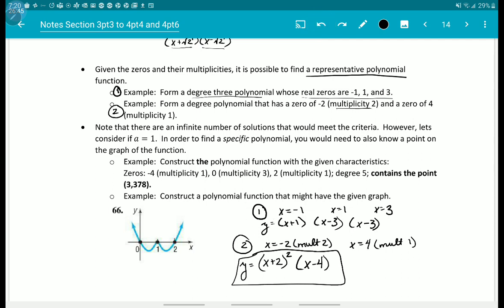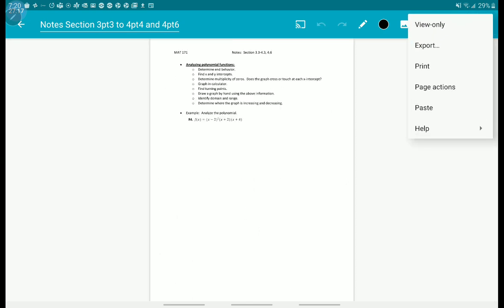But what if we had a little bit more information? Let's look at this one. I'm going to call this one number 3. Now we're going to construct the polynomial that will work instead of a polynomial that will work. And we want it to have zeros of negative 4 that has a multiplicity of 1, 0 that has a multiplicity of 3, 2 that has a multiplicity of 1. So we're going to end up with a degree 5 polynomial. And we want it to go through this specific point. So we're going to have to find a here.